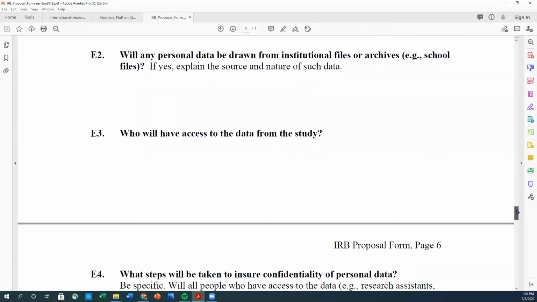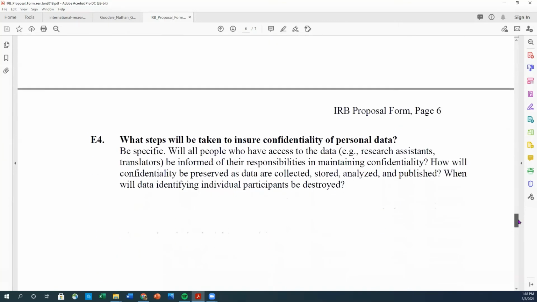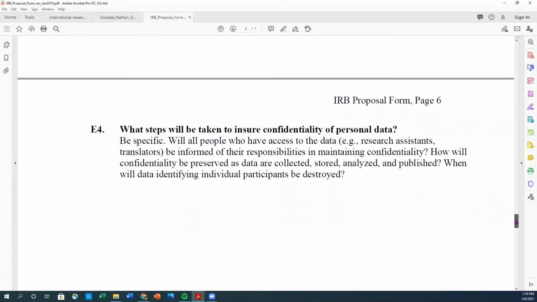Let's see, Section E3 is who's going to have access to your data. It should be you, your faculty advisor, and most of the time that should be it. Now, regardless of the circumstances of your research, you always want to keep this circle as small as possible. You don't want people who don't have a reason to be in your data, in your data. It helps maintain confidentiality.